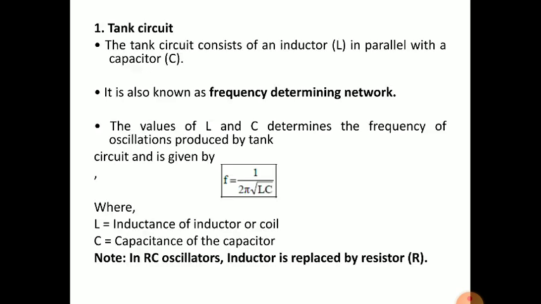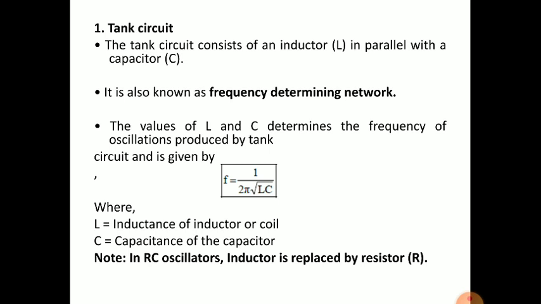What do you mean by tank circuit? From the previous lecture, you can remember the tank circuit. It consists of an inductor in parallel with a capacitor. It is also known as the frequency determining network. The values of L and C determine the frequency of oscillations produced by the tank circuit and is given by f is equal to 1 by 2 pi root LC.